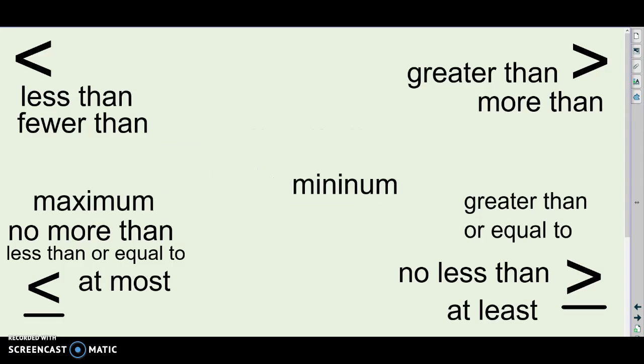And then minimum means that's the lowest it could go. Could be something higher, but this is the minimum. So it's greater than or equal to that. So make sure you have all these words written down on your paper, where they go. And let's try a couple examples.